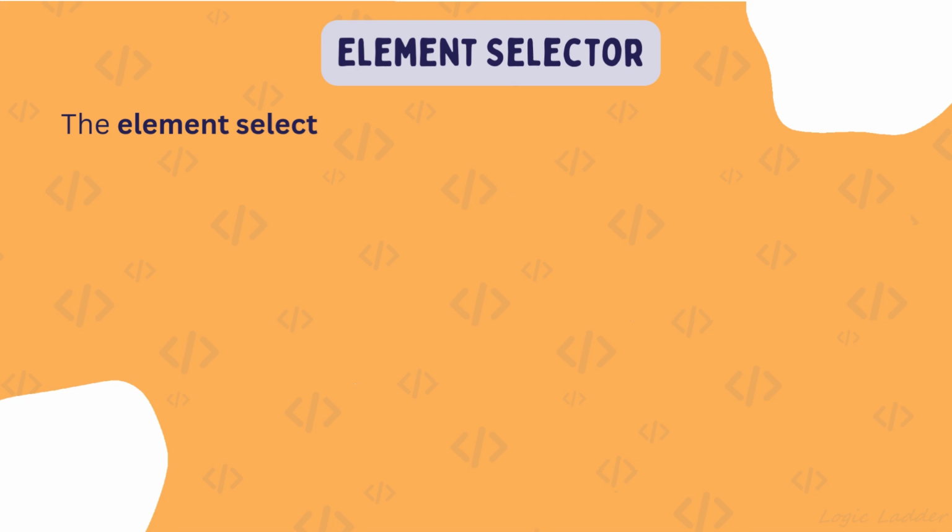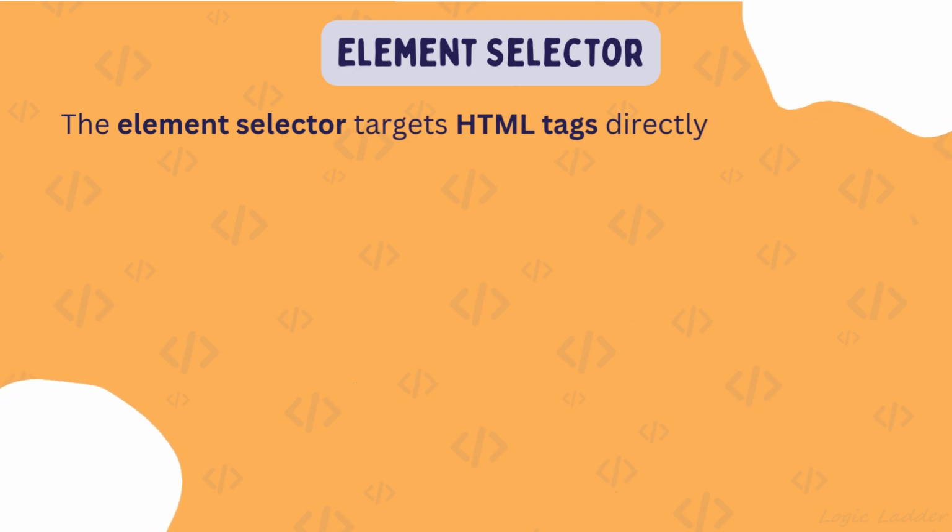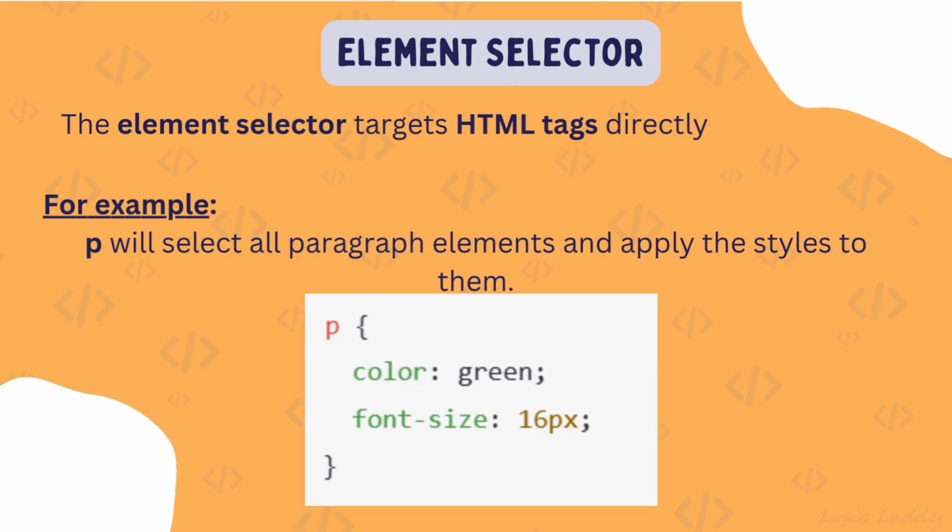Element selector. The element selector targets HTML tags directly. For example, P will select all paragraph elements and apply the styles to them.